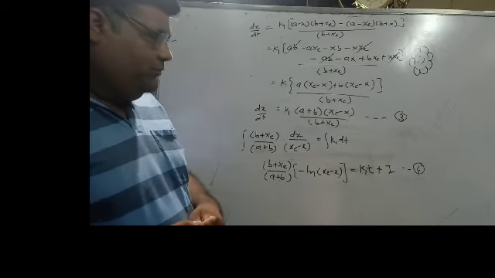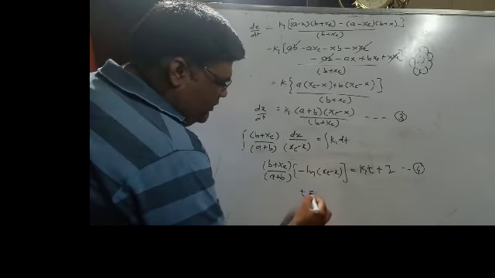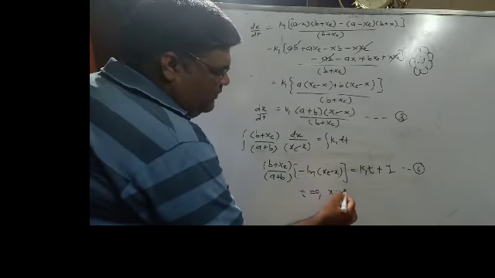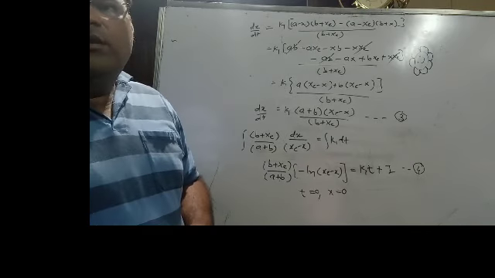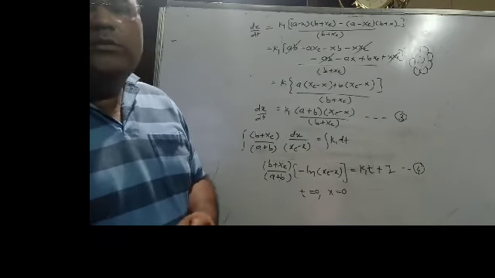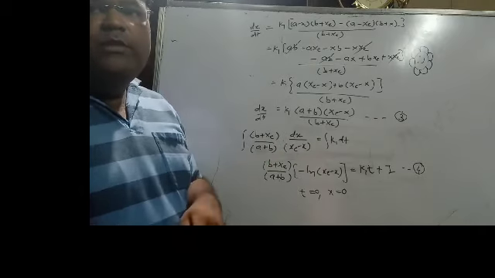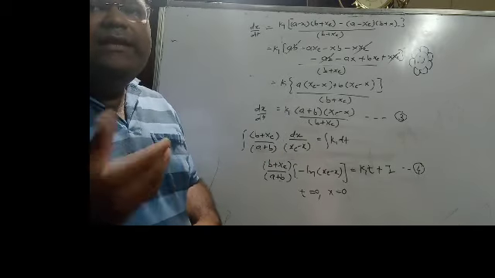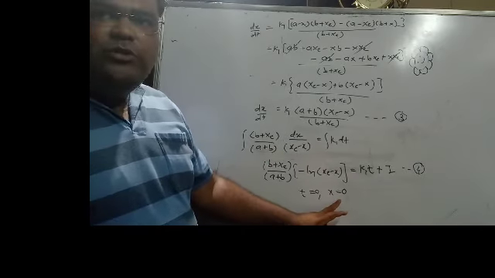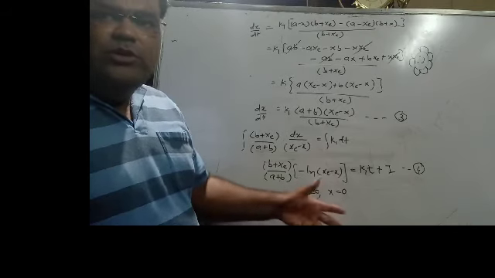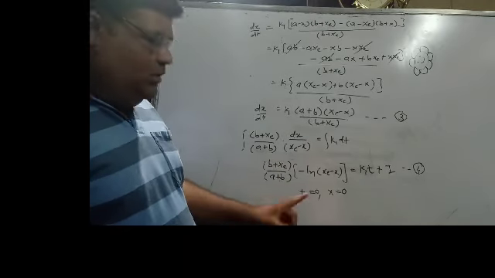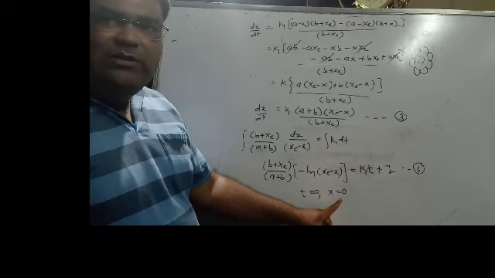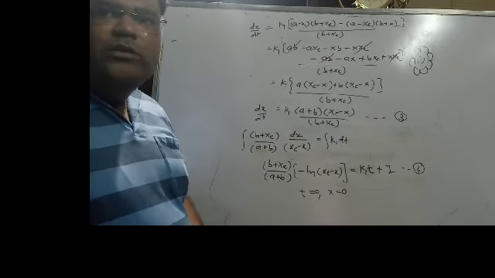Now we know that at t equal to 0 time, x equals 0, because when the reaction starts, the x moles of products will be produced. But at t equal to 0, without starting the reaction, x will be equal to 0. So for that time, we are substituting t equal to 0 and x equal to 0 in the equation.